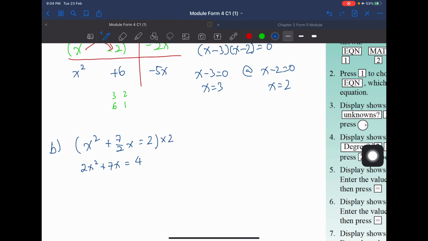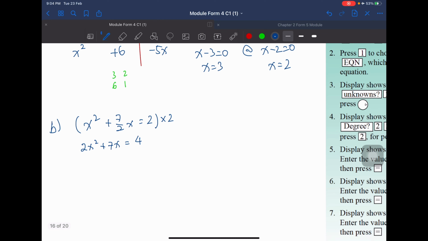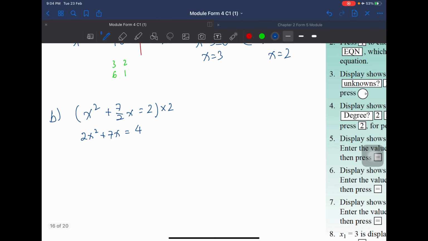Okay, remember before we factorize, what we need to do is tukarkan kepada general form. General form ni biasanya equals to 0 je lah. So maksud dia this 4 bawa ke sebelah. So 2x square plus 7x minus 4 equals to 0.